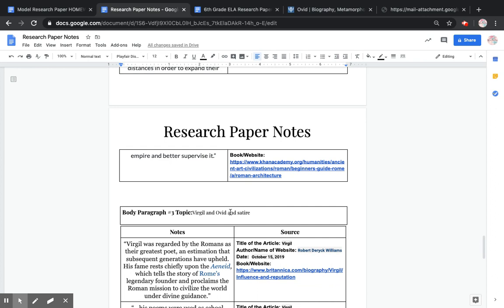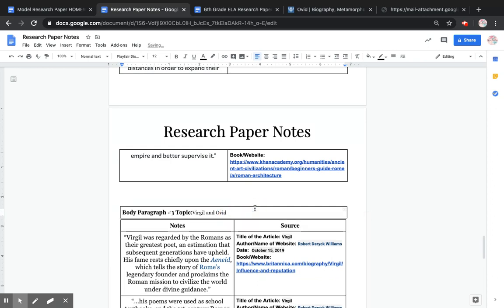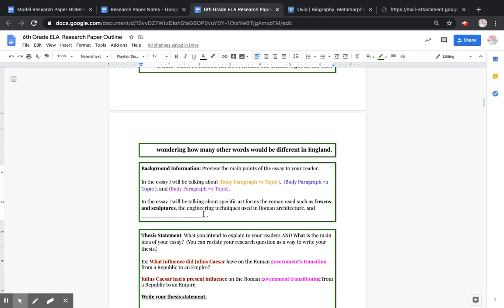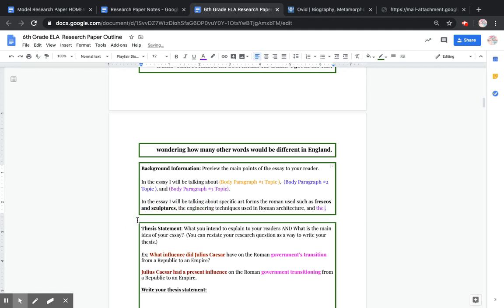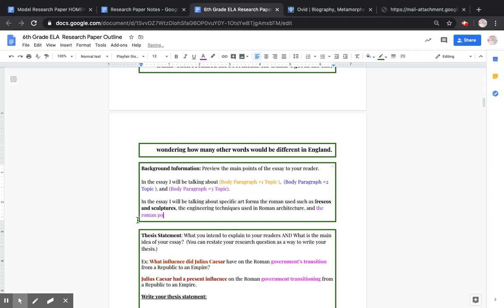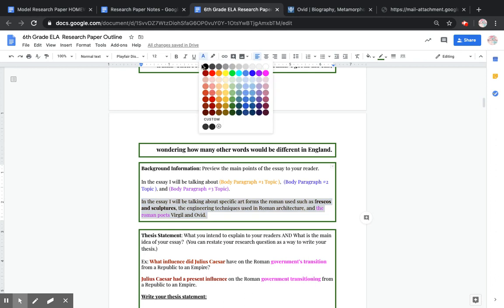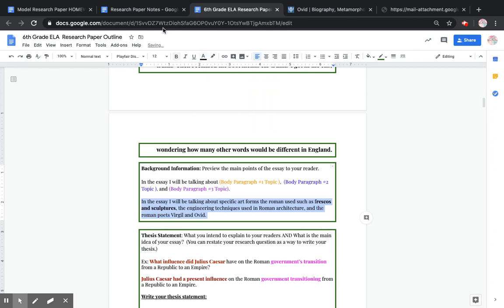Oh, Virgil and Ovid. I didn't even do satire because Virgil and Ovid had enough information for me. So I'm going to copy this and I'm going to talk about and the Roman poets Virgil and Ovid. So I'm going to be talking about those 3 things. So this is my topic sentence for my essay.